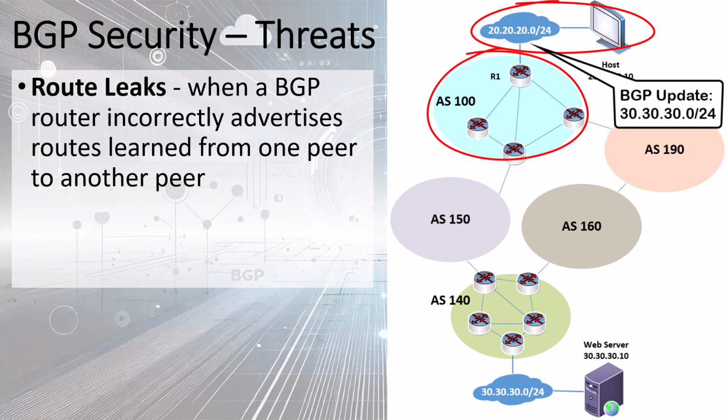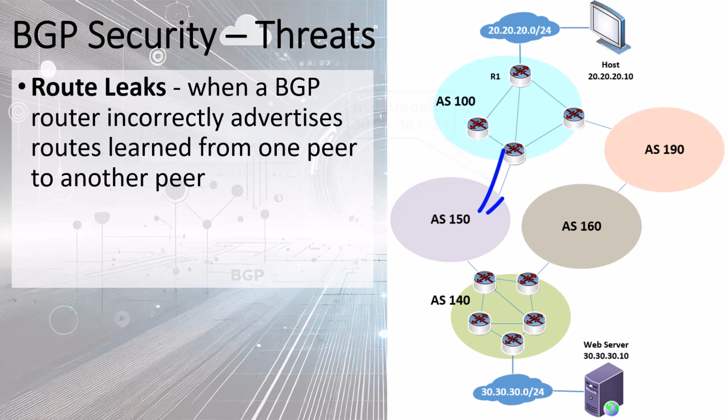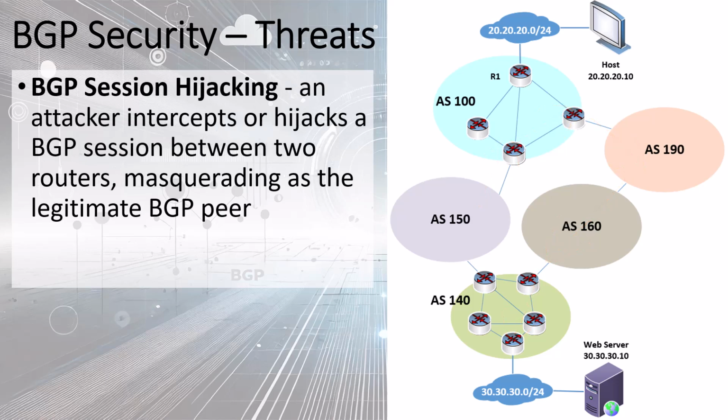30.30.30.0/24 network. But because of some misconfiguration, AS100 leaks these routes to AS150 as well. So AS150 now thinks that it can reach the 30.30.30.0/24 network destination via two paths, via both AS100 as well as via AS140, resulting in suboptimal routing and even routing loops. Another security concern is called BGP session hijacking.